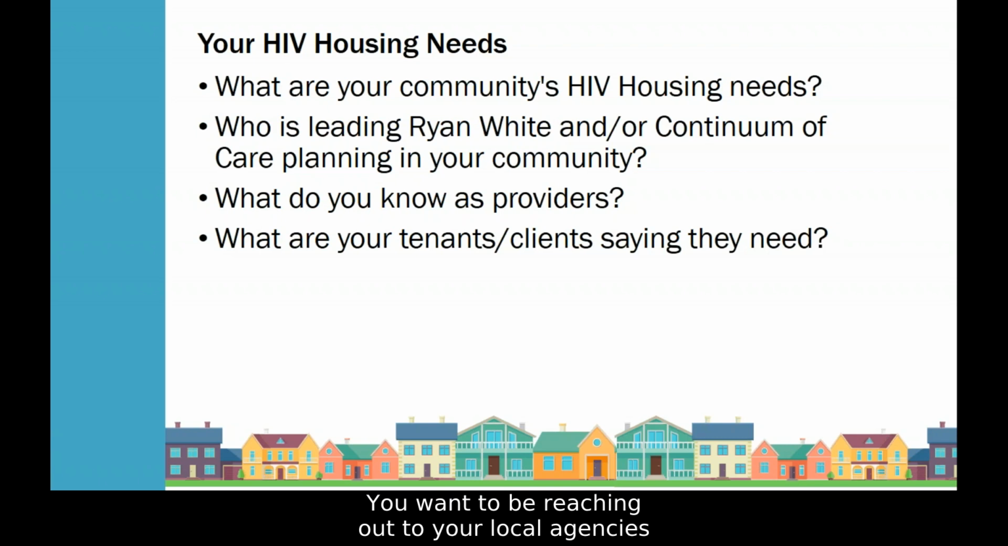You want to be reaching out to your local agencies and providers and really start building relationships. Because as a provider, you are part of the knowledge base for understanding the needs of the people in your community. And it's really important to listen to your tenants, to your clients, to those people that maybe you haven't been able to engage with, to really understand what the needs are. And again, this can be done through a variety of ways. In some communities, they found it helpful to have listening sessions or focus groups to really understand what those needs are and solicit that feedback.